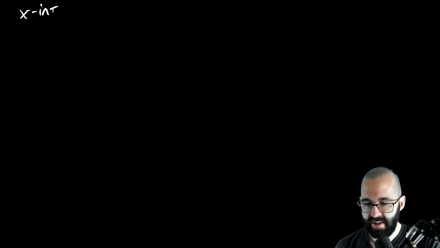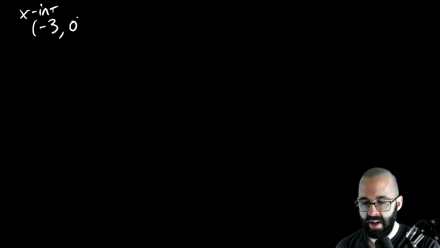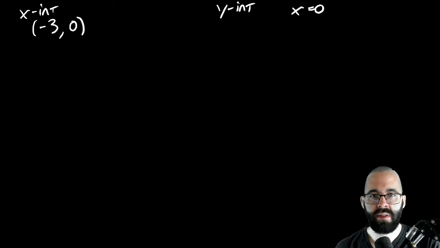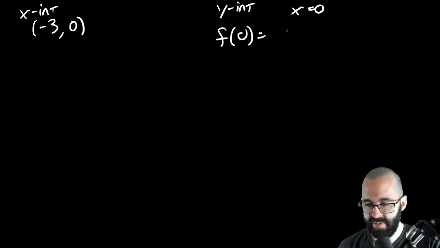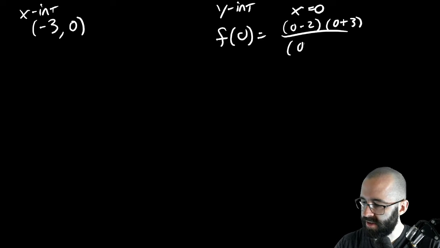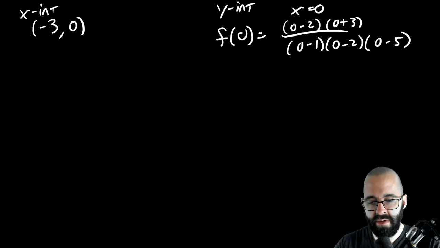All right. So one of our x-intercepts, again, is x equals negative 3. And again, y equals 0. The y-intercept is just when x equals 0. And that's a bit messy here, but all you have to do is plug in 0 into this function. So when you plug in 0, you're going to get (0 minus 2)(0 plus 3) over (0 minus 1) times (0 minus 2) times (0 minus 5).